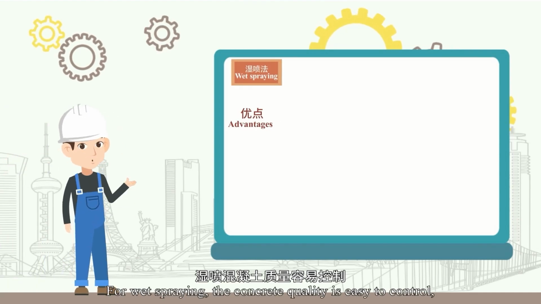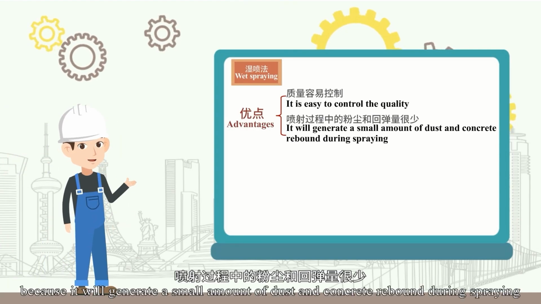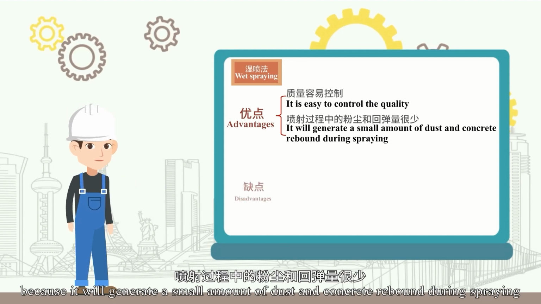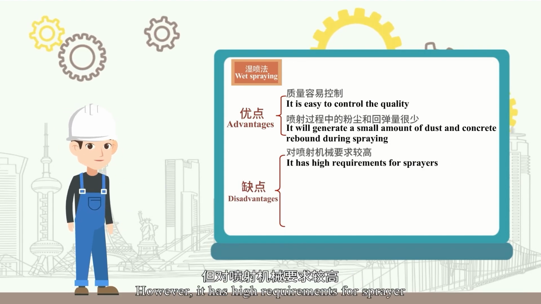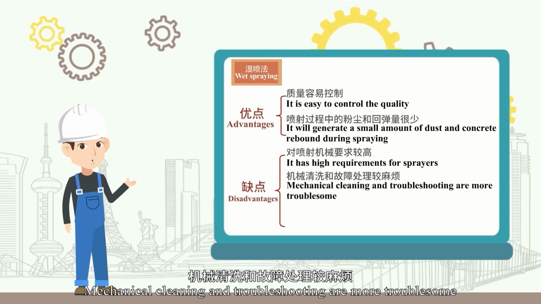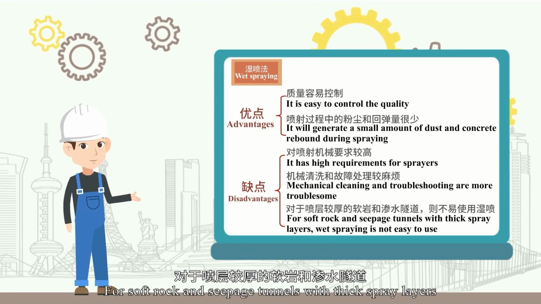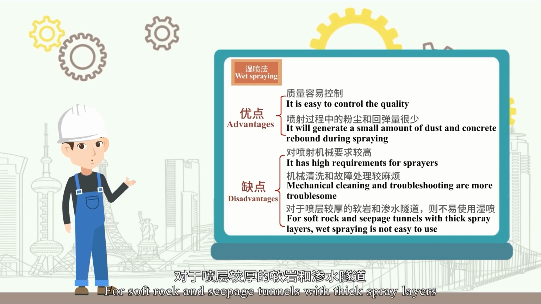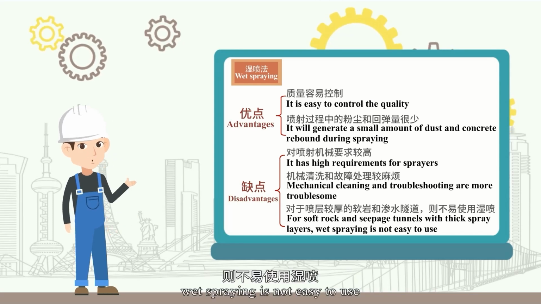For wet spraying, the concrete quality is easy to control, because it will generate a small amount of dust and concrete rebound during spraying. However, it has high requirements for sprayer. Mechanical cleaning and troubleshooting are more troublesome. For soft rock and seepage tunnels with thick spray layers, wet spraying is not easy to use.